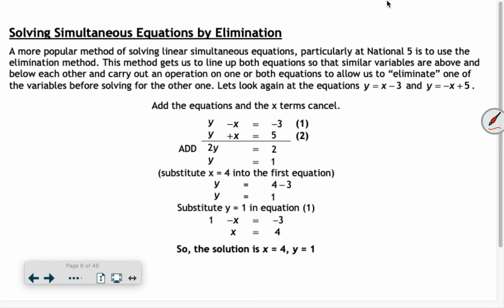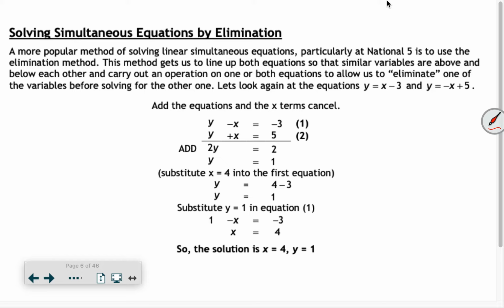Let's take a look at solving simultaneous equations, this time by elimination. Now, as I've said in the previous videos, the elimination method is by far the more popular one, especially at National 5 level, because it doesn't involve as much algebra to allow us to eliminate one of the variables. And remember, that's a key thing for solving simultaneous equations.